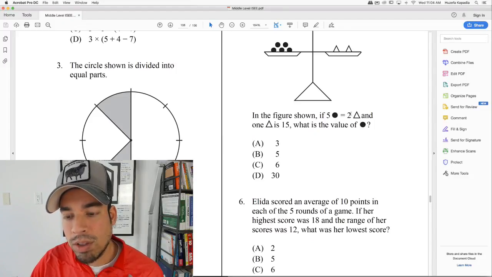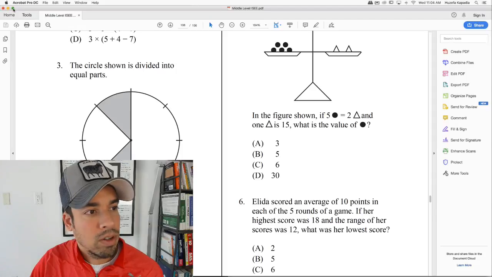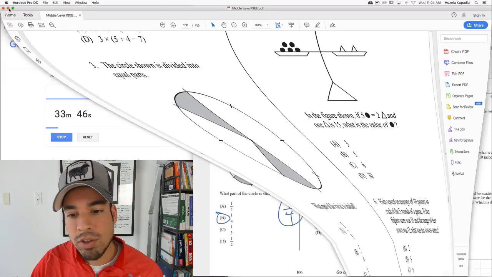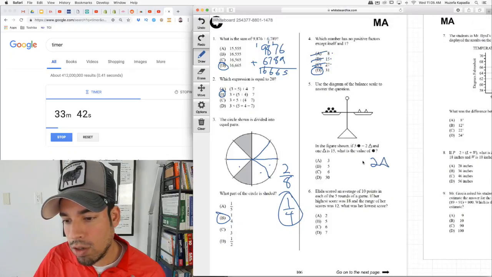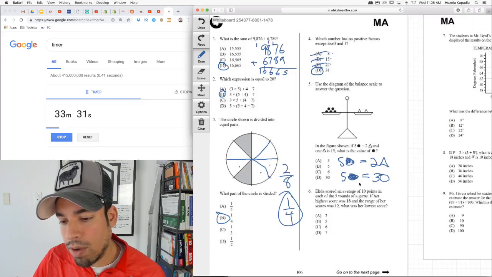So if I think about it, what they're saying is, here, I'll write it out. So 2 triangles equals 5 circles. So if one of these triangles is 15, that means 2 of them is 30, which equals 5 circles. Therefore, 5 times what equals 30? 5 times 6. So each circle is 6.